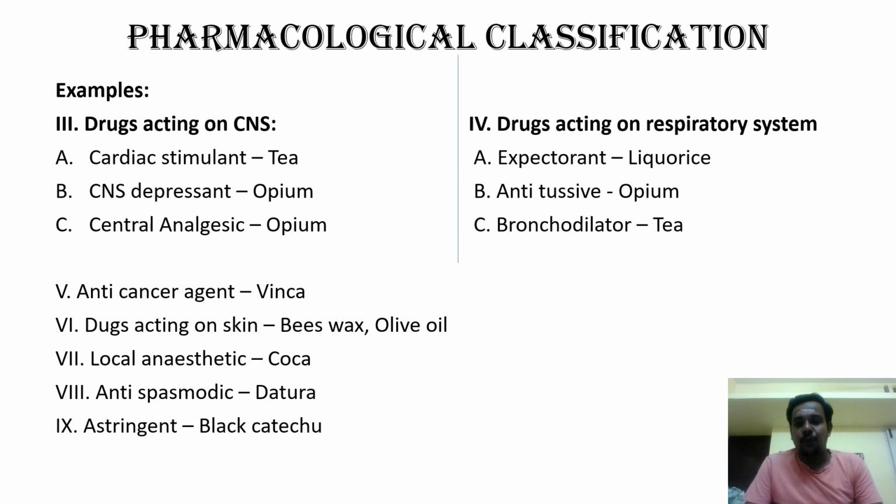And three, bronchodilator. Drugs that are going to dilate the bronchus or that are going to relieve bronchospasm are called bronchodilators. Example, tea. Right? So like this, for each system in our body there will be a subclass. Okay, it will be going on like that.